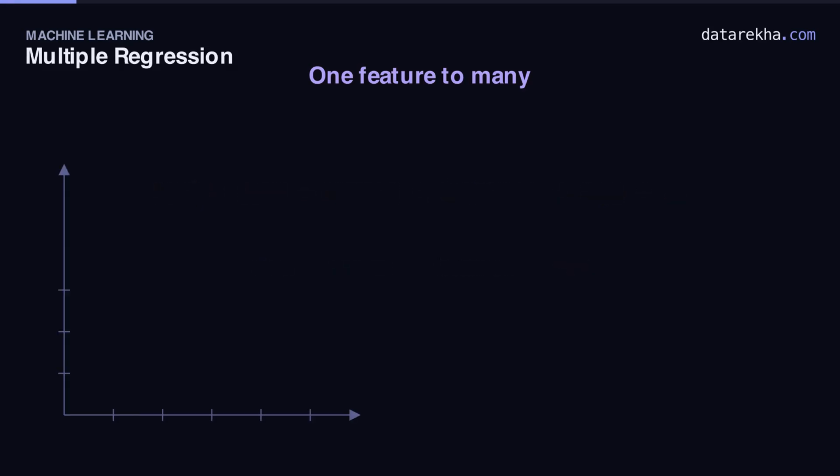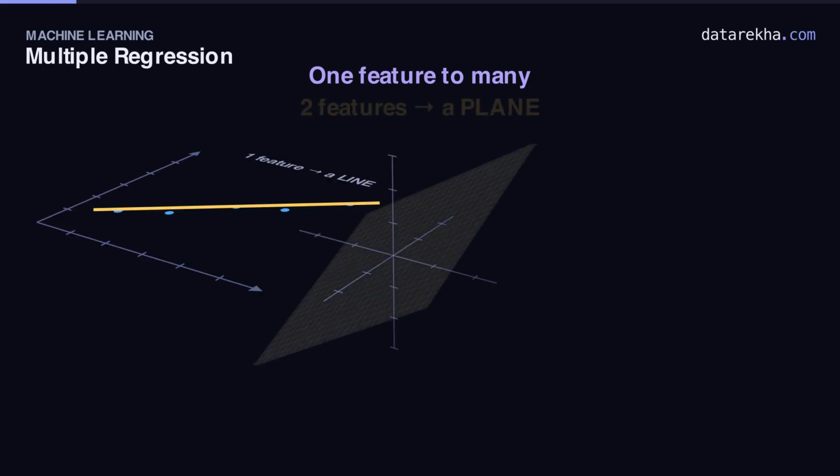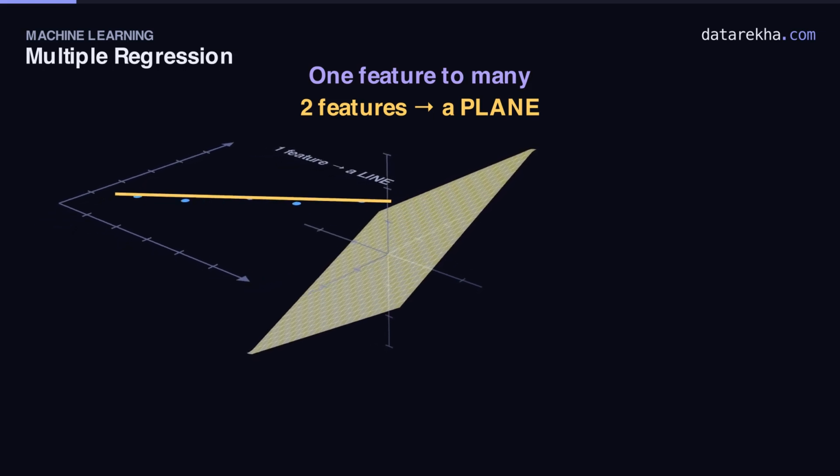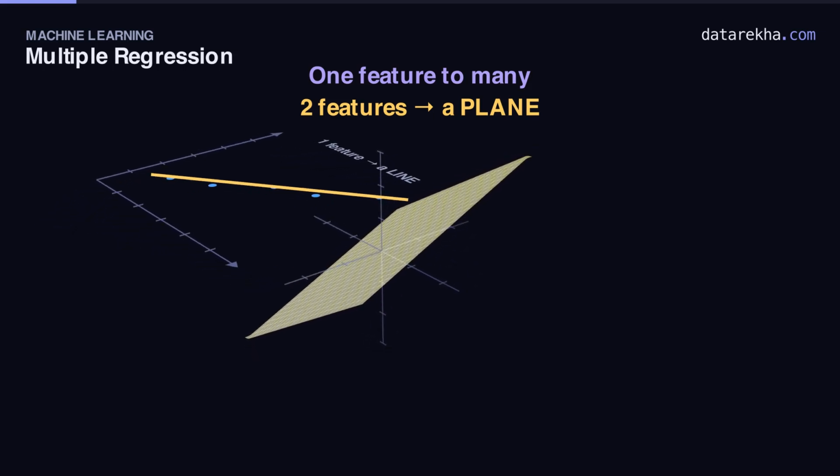With one feature, we already know the story. Plot the points, draw the single best fit line. That was simple regression. One intercept, and one slope. Now add a second feature, and something wonderful happens to the geometry. The line lifts off the page and becomes a plane, floating in 3 dimensions, tilting along two axes at once. That plane is the whole idea of this lesson.